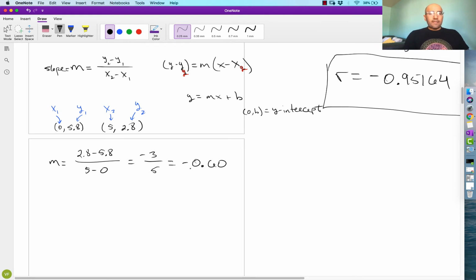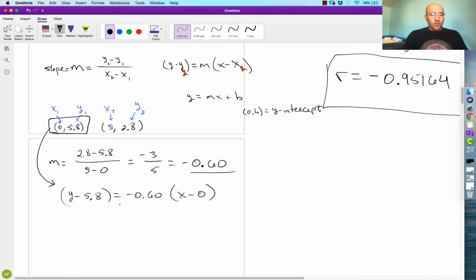Next, we want to use this formula, and we have 2 points on our line. We could use either one, but why not use the easiest one? Anytime you see a 0, it usually ends up working out nicely. Depends on what you're doing, but in this case, it works out well. So we have y minus 5.8 equals negative 0.60, the slope, times x minus 0, right? That's using this point and the slope.